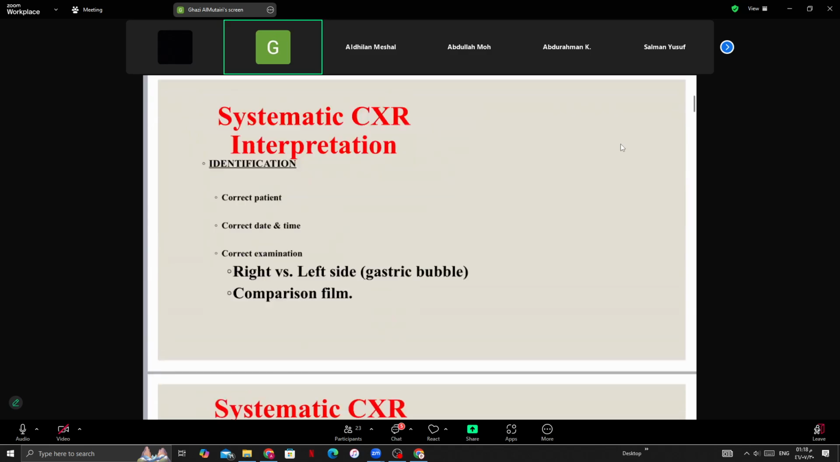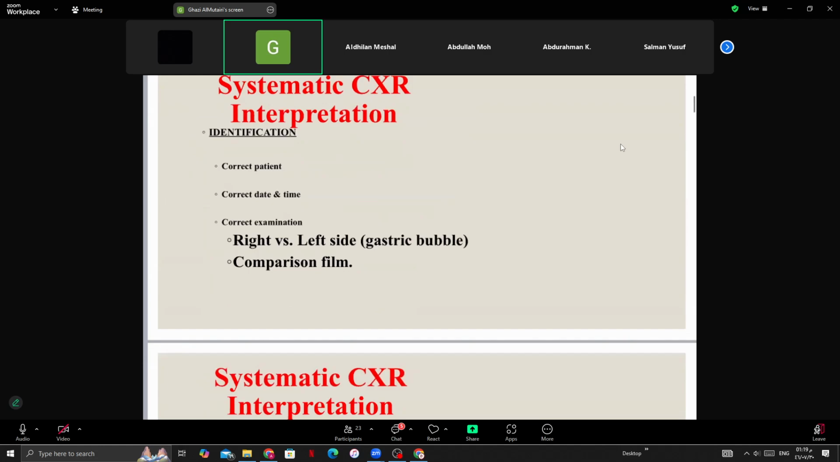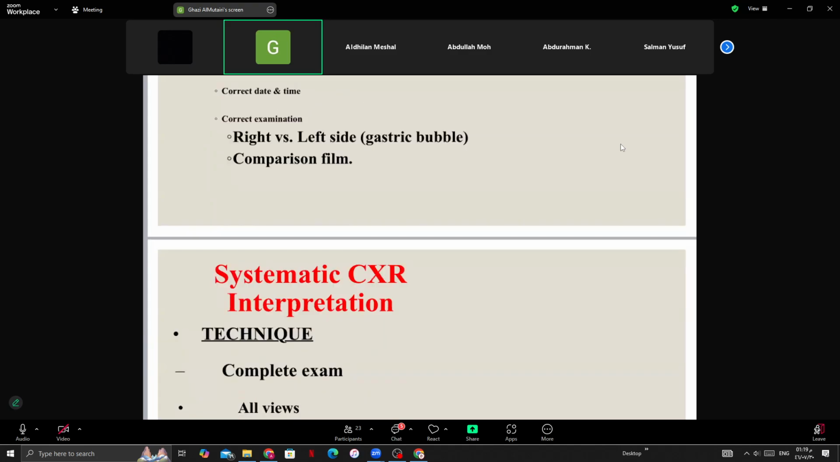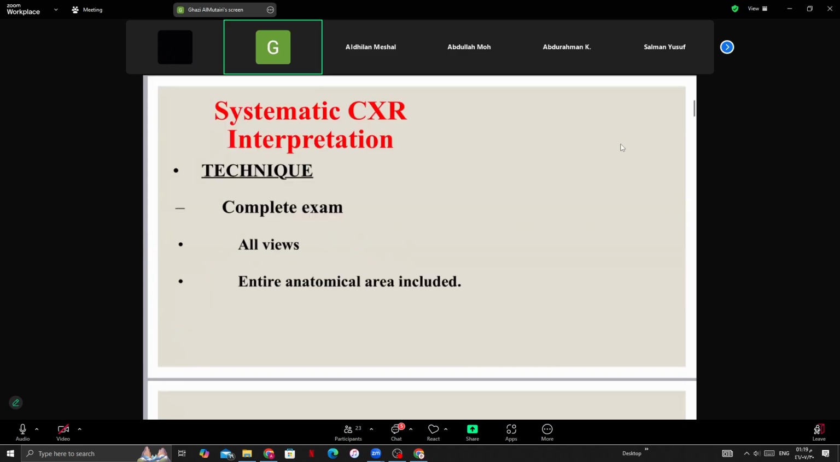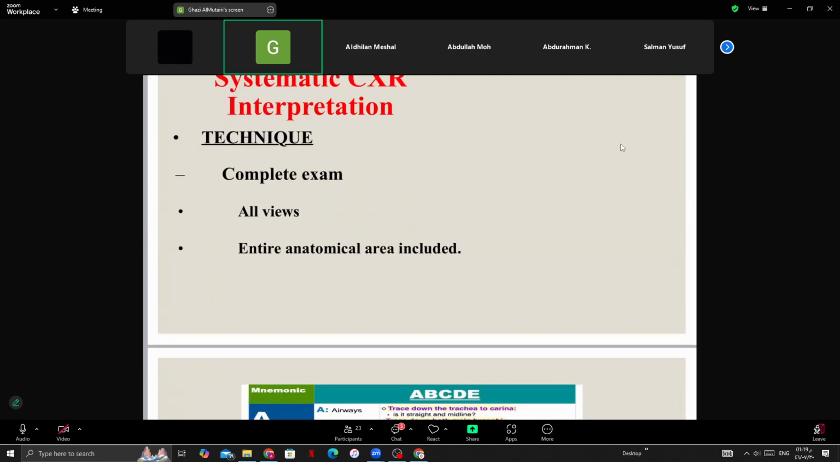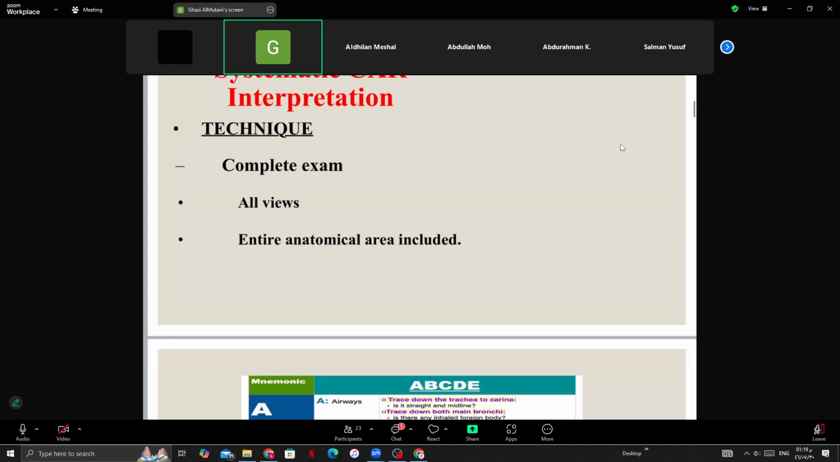So when you interpret the chest X-ray, make sure it's for the correct patient, correct date and time, correct examination. And you should identify the right and left side based on the gastric bubble, and always compare it with the previous film. And make sure, is it inspiratory or expiratory film? Is it anterior posterior or posterior anterior film? Or is it lateral or lateral decubitus film?